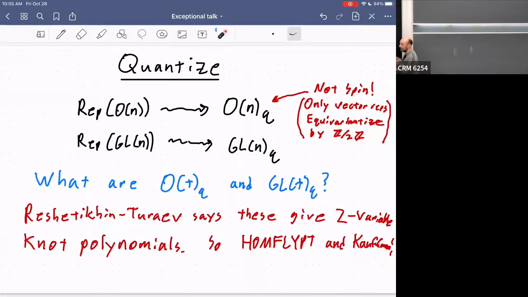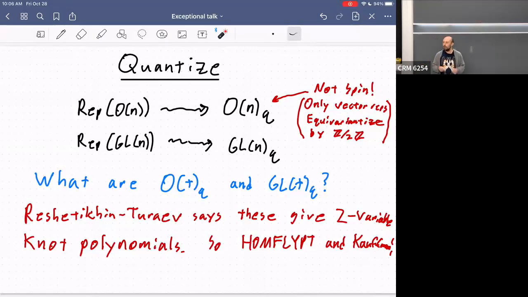So then that's classical. Now we're going to get to quantum. So what happens if I try to quantize those? Well, we know that I can start with Rep O(n) and quantize it to get some sort of O(n)_q. Now, let me give you a little warning here. When I write O(n)_q, what I mean is the quantum tensor category that deforms the category of representations of the group O(n), not the Lie algebra O(n).